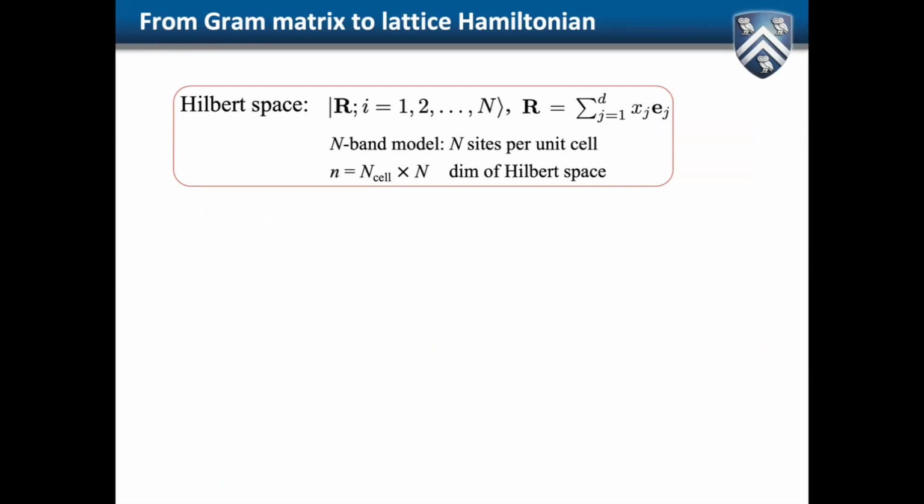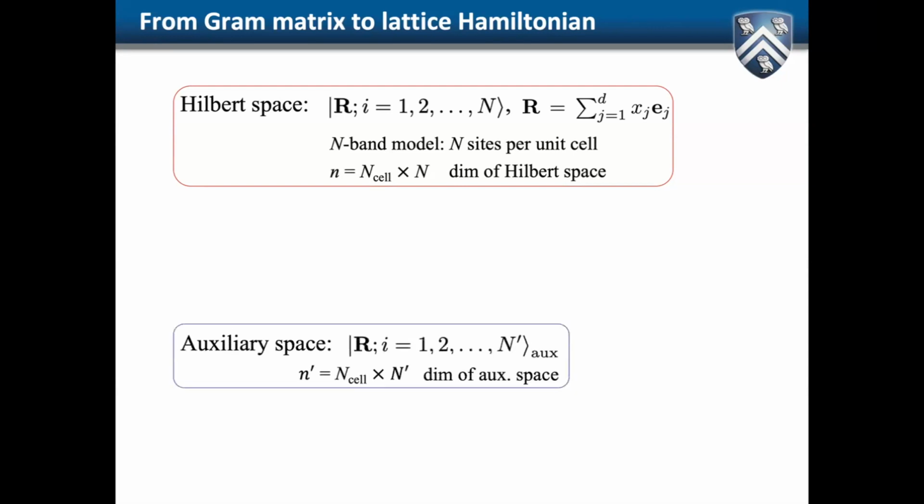So the idea is to construct this lattice model. You take some Hilbert space, and this R is the position of the unit cell. In each unit cell, I can have some number of internal states, capital N internal states inside the unit cell. So this is basically an N-band model. And so the dimension of the Hilbert space would be small n, which is the number of cells, times capital N.